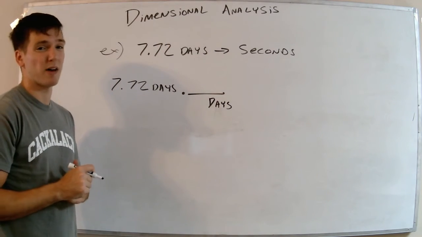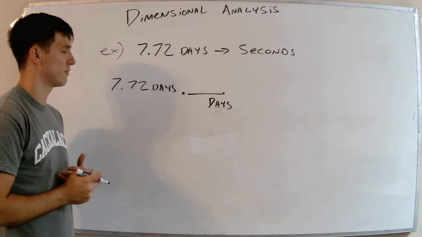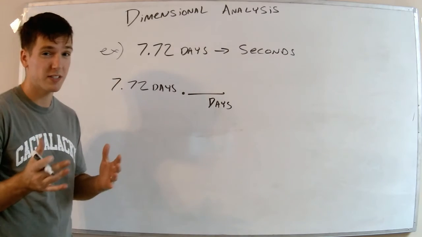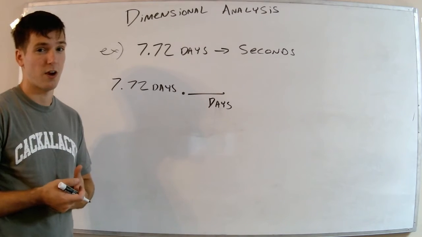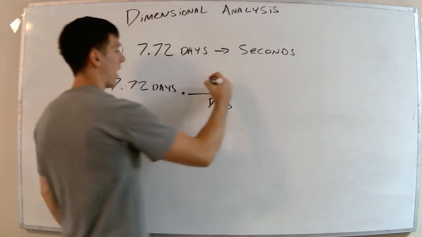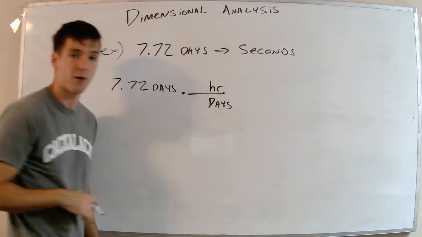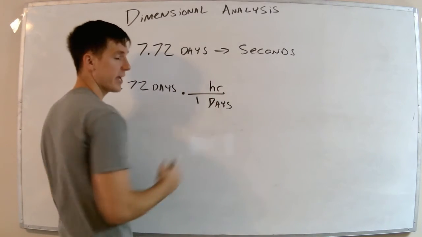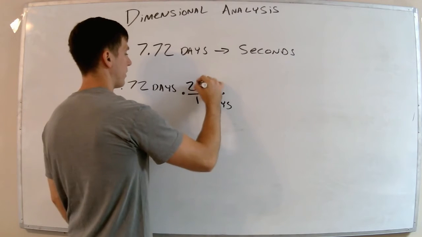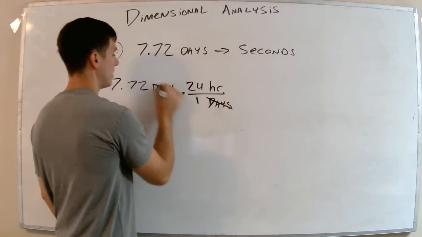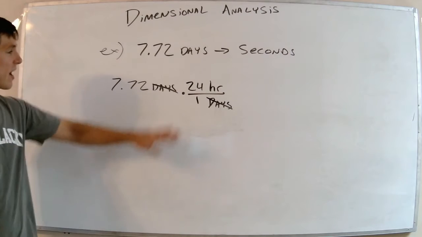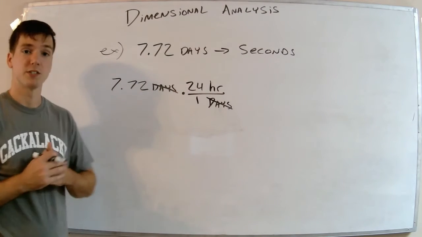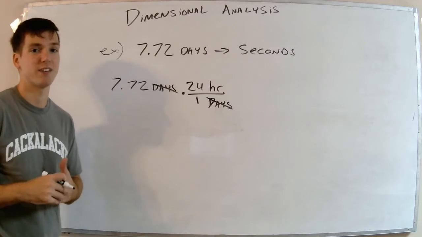Now, what do I know about a day? That reverts to time. You might not know how many seconds are in a day, but something that I do know about a day is how many hours are in a day. So I know a conversion for days to hours. I know that for every 1 day, there are 24 hours. Now, my days are canceled out, and I'm left with the unit hours. That'd be great if we were just trying to figure out hours, but we're not. We're trying to figure out seconds.